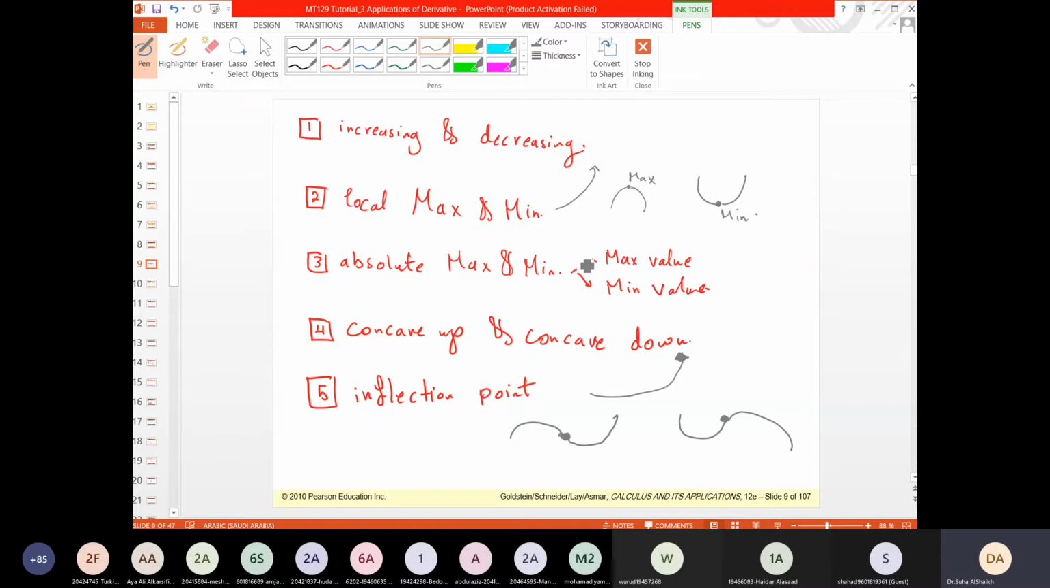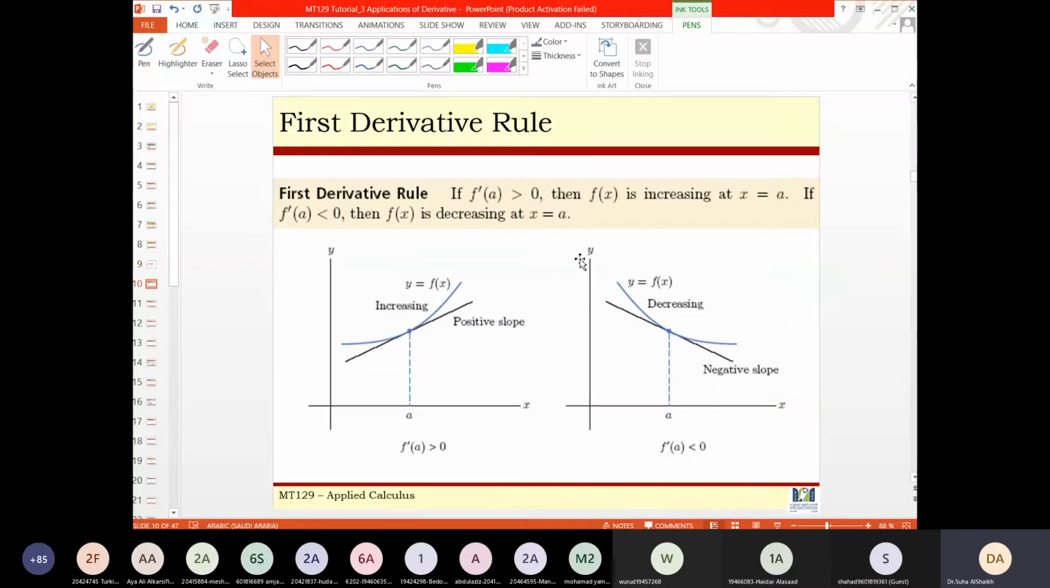Good. Now, we're still just defining the things. We still didn't apply it mathematically. So let's start talking about how to know about the increasing, decreasing, and how to know about concave up and concave down using the first derivative. This is why we are talking about those things, because we apply the derivative on them.